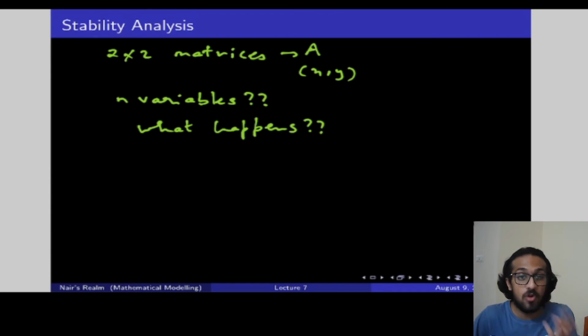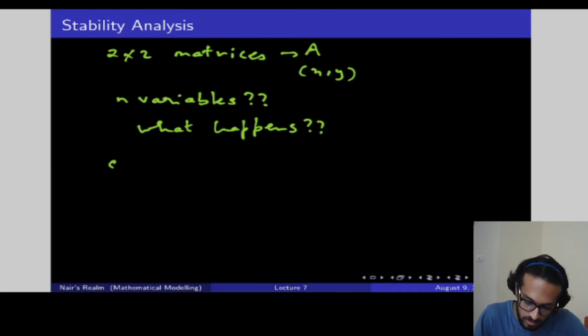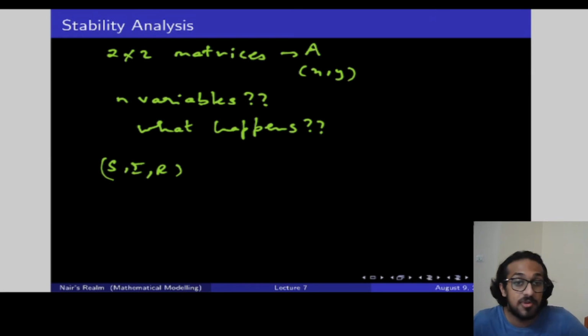Because we've already discussed the SIR model, right? SIR is a three-dimensional model. So how do we discuss the stability there? How do you extend the 2 by 2 case to the n by n case? That's what we have to deal with next. But we will not do that in today's video. We'll probably do that in the next video.